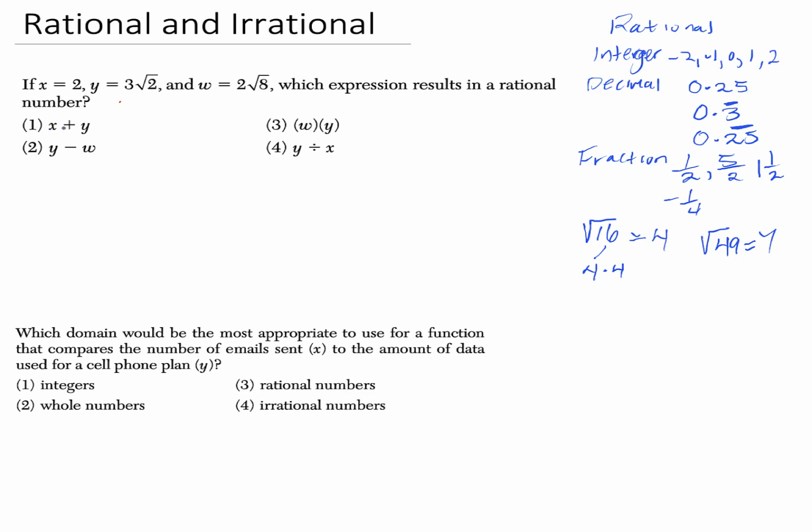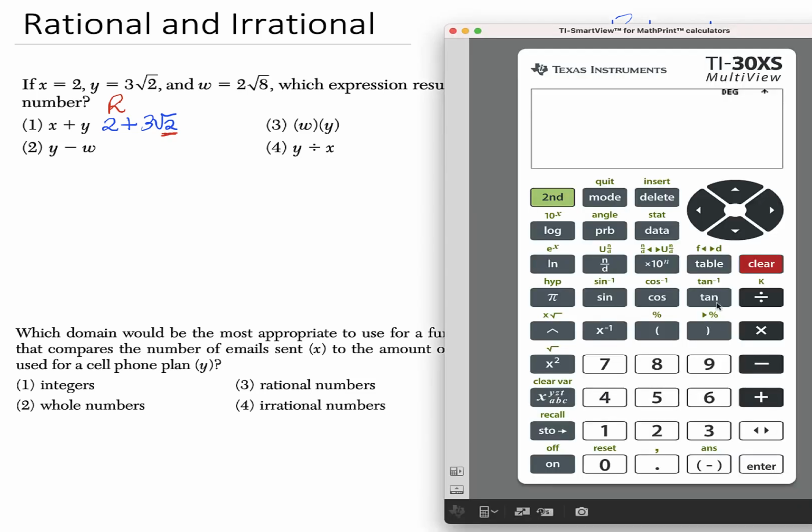Now, number 1 says x plus y. Okay, so x is 2, and I'm adding it to y, which is 3 square root 2. Now, would that be a rational number? Well, let's see. I know 2 is an integer, which means it's rational. I have 3 square root 2. I'm going to focus on the square root of 2. 2 is not a perfect number. To get 2, the factors are 1 times 2, two different numbers. So 2 is not perfect.